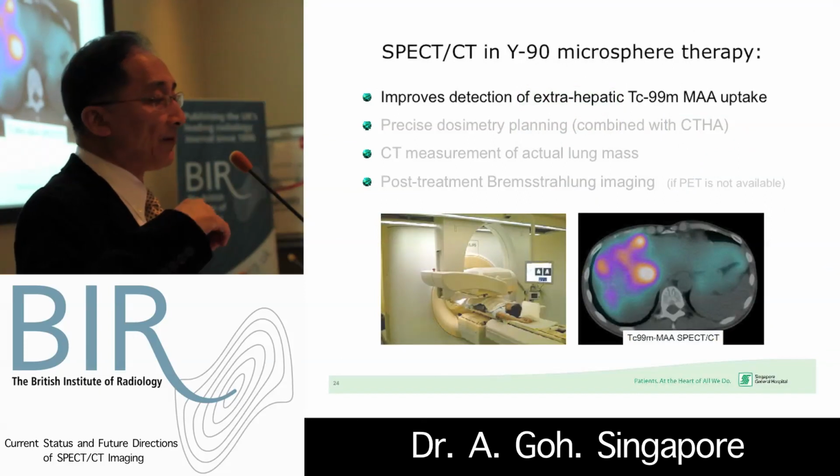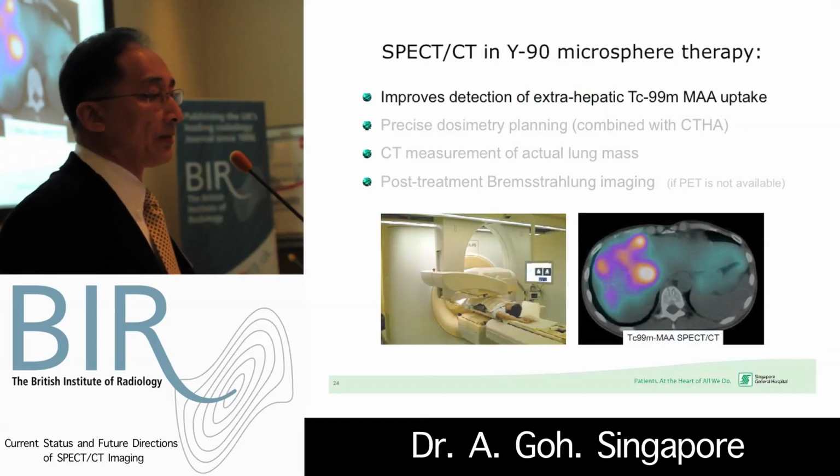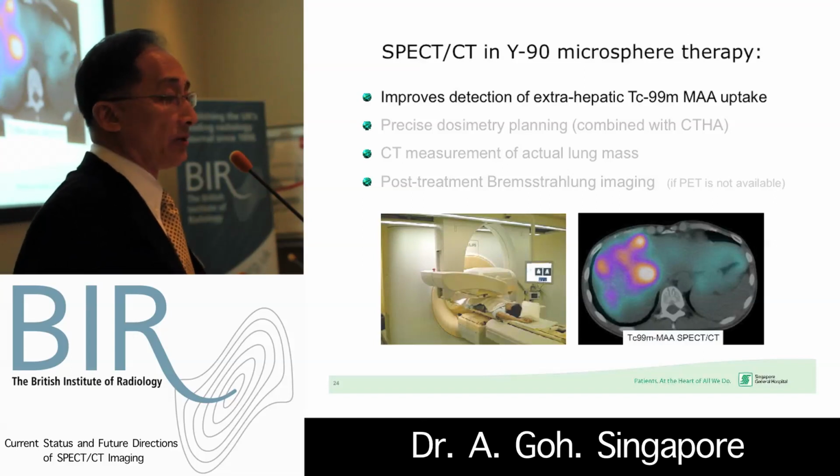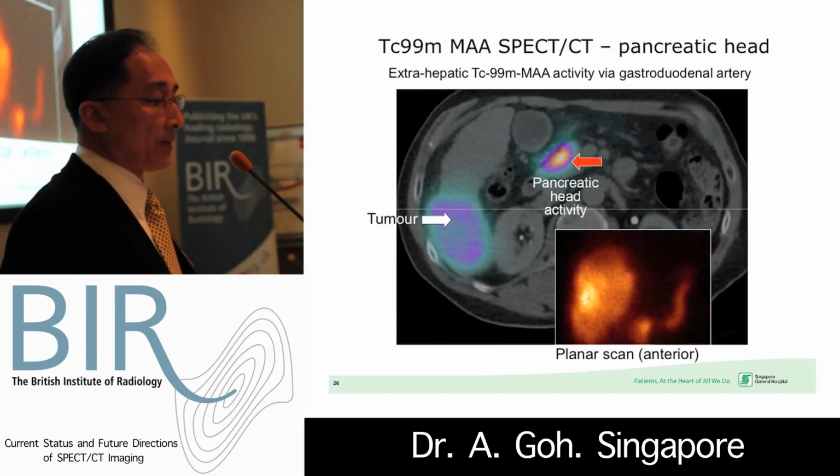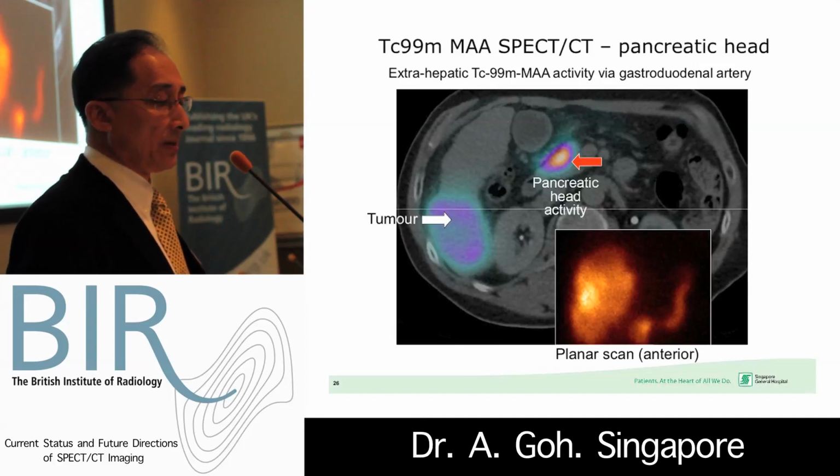So the most obvious benefit of SPECT-CT is the improved detection of extrahepatic localization of technetium MAA. And so here's an example. The smaller image is a planar image. You see tumor, you see what looks like a stomach.